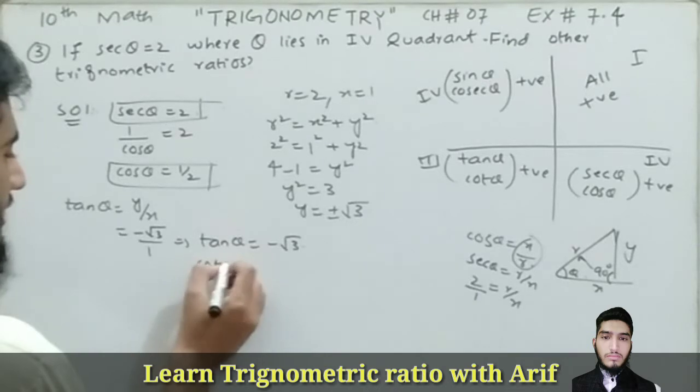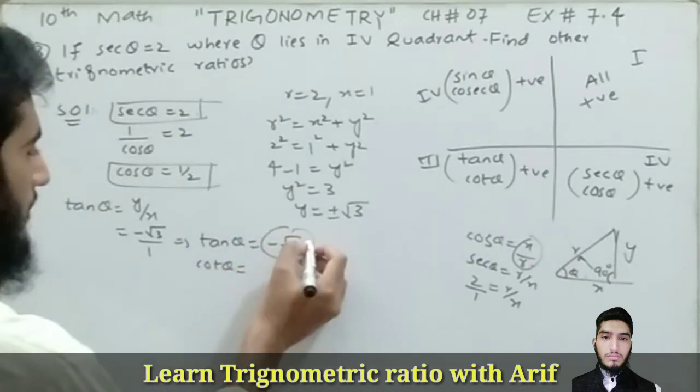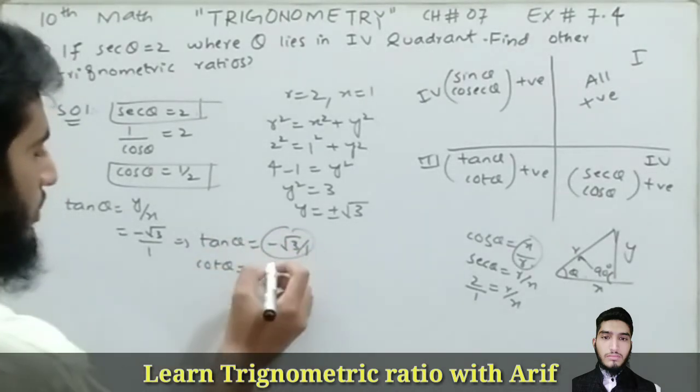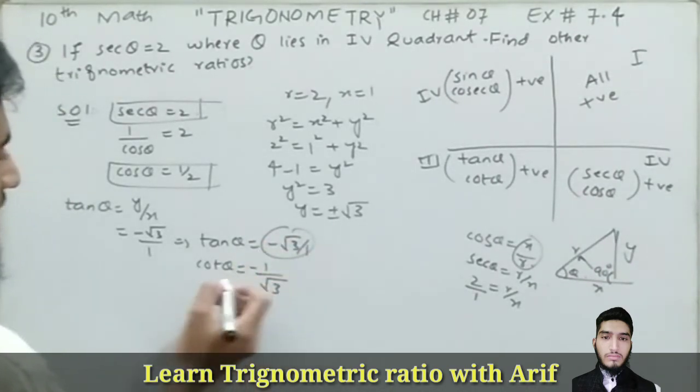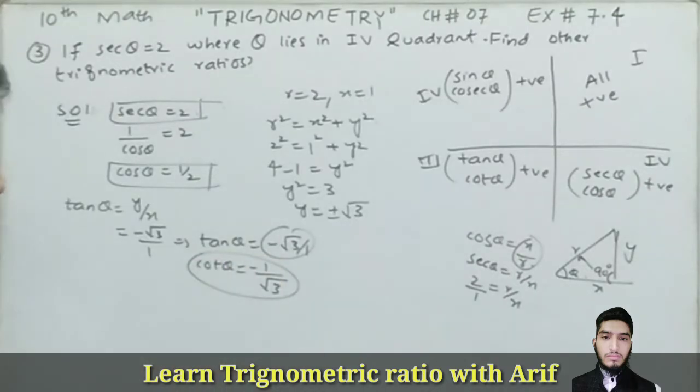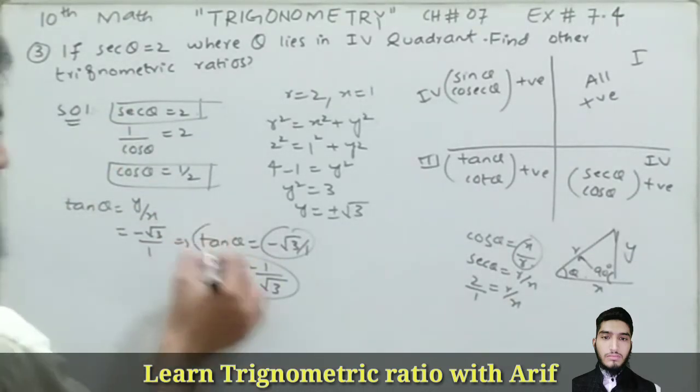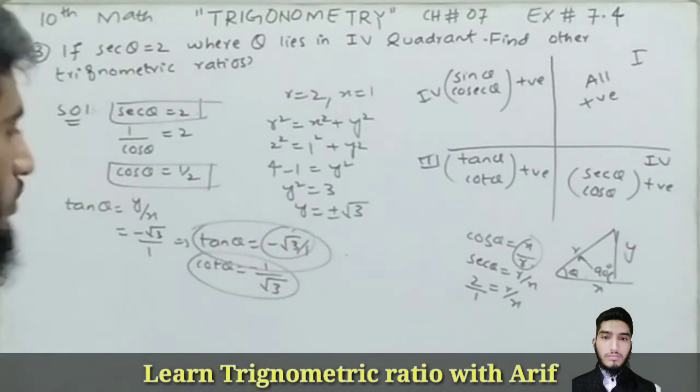So cotangent theta is the reciprocal of it. Reciprocating negative under root 3 by 1, the 1 will move to the numerator, and under root 3 will come to the denominator, and we will write the negative sign with it. So cotangent theta is minus 1 over under root of 3. Now we have cos theta, secant, tangent, and cotangent. Now we will find sine theta and cosecant theta.